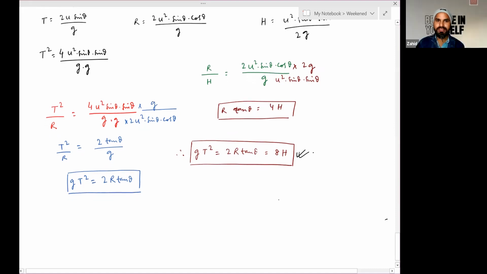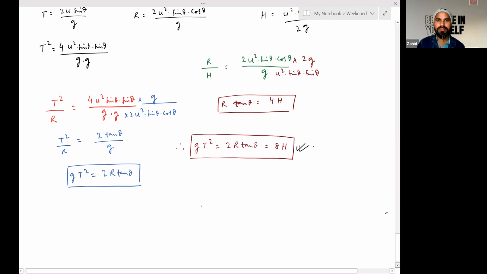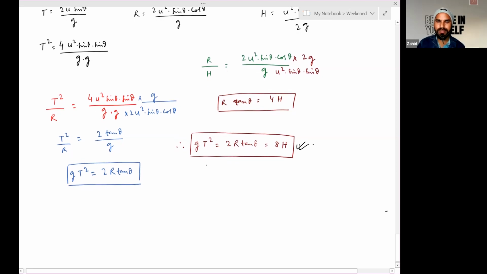In last class, we had just derived till this part about the relation between time period, range, and height. I'm defining one more relation, then I will give you some problems related to this, which is how to relate the equation of trajectory with range.